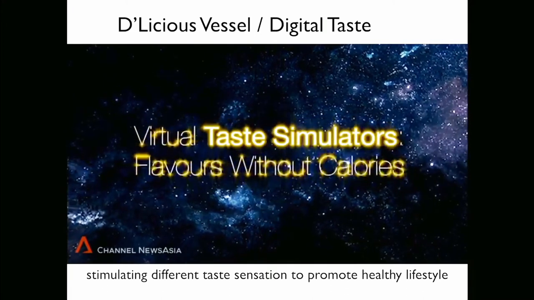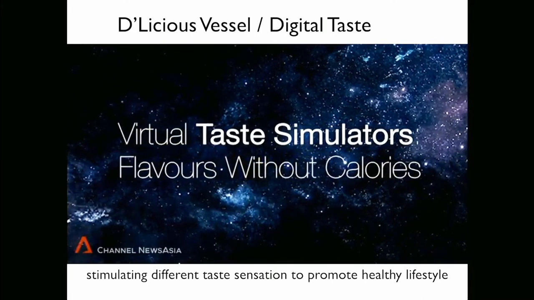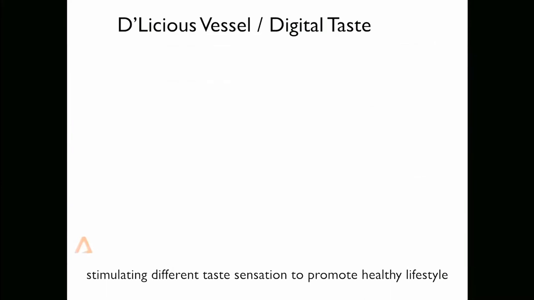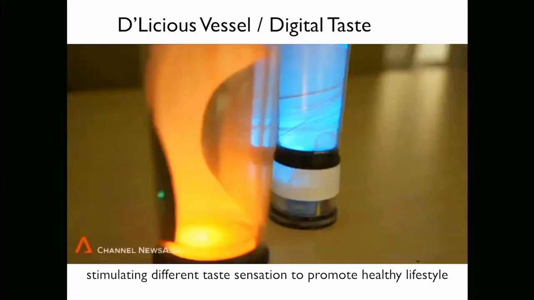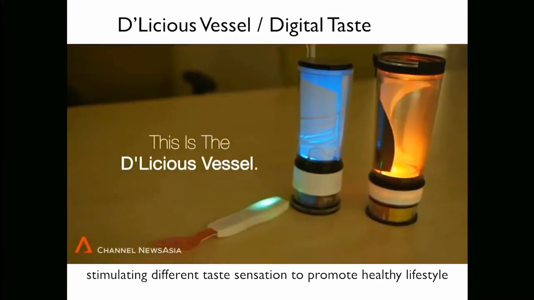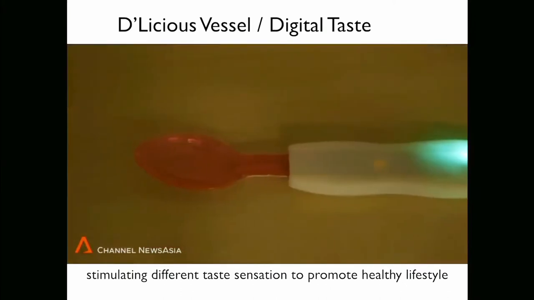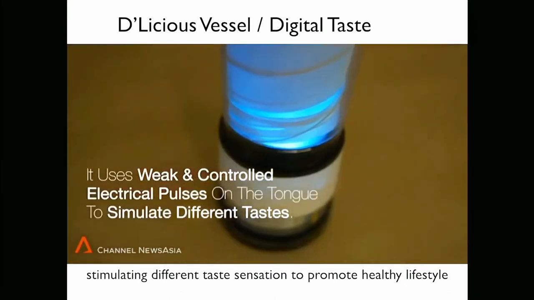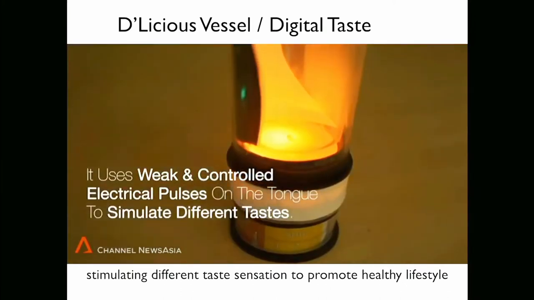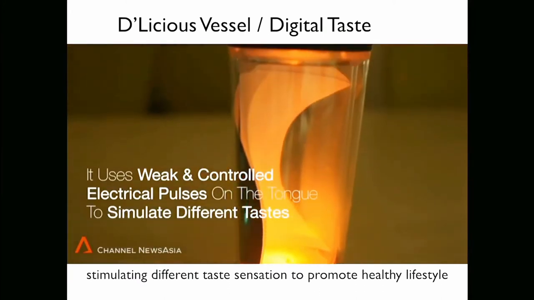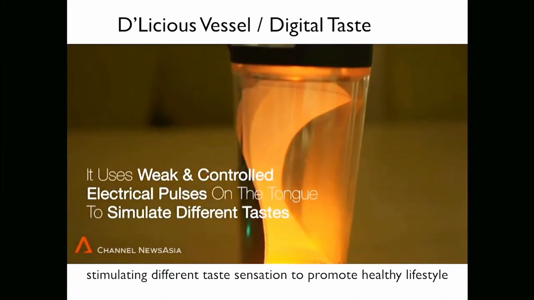So the idea here is that we are stimulating your tongue, tricking your brain to think about the different tastes you have. And as you can see, we keep on changing the name: delicious vessel, taste plus, digital taste. But we apply a little pulsation on the electrode, so when you touch your tongue, it's doing tiny vibration, and depending on the frequency and pulsation, your brain actually perceives a different taste, okay?